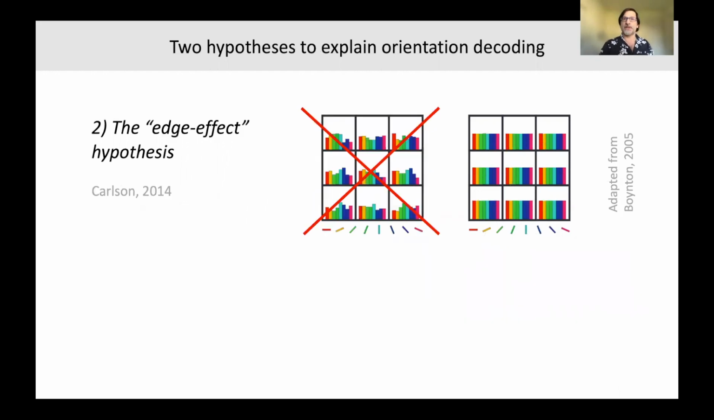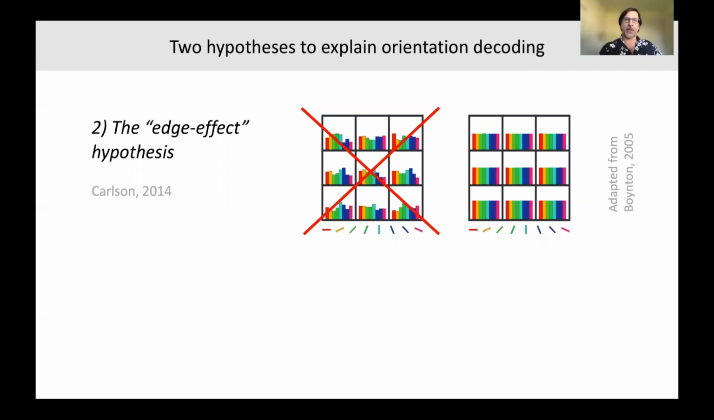An alternative hypothesis, termed the edge effect hypothesis, is based on the observation that grating orientation can in principle be readily decoded from a perfectly balanced representation. This is one where no orientation biases exist across voxels. Note that voxels in the schematic representation shown to the right have exactly the same proportion of neurons tuned to each orientation, unlike the original version of the figure by Boynton to illustrate biased sampling and shown to the left.